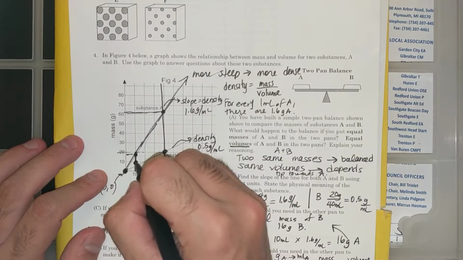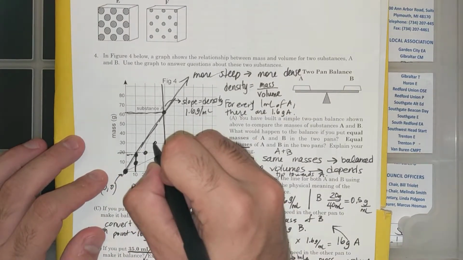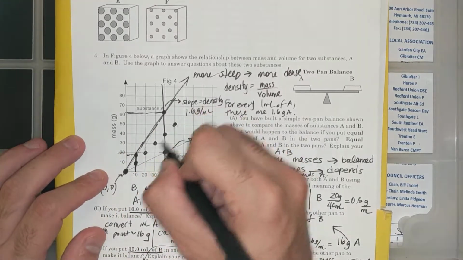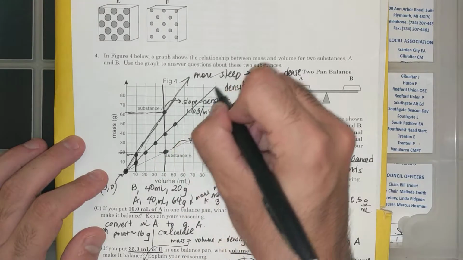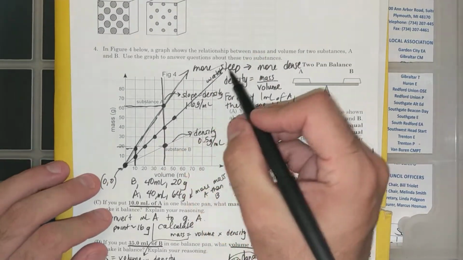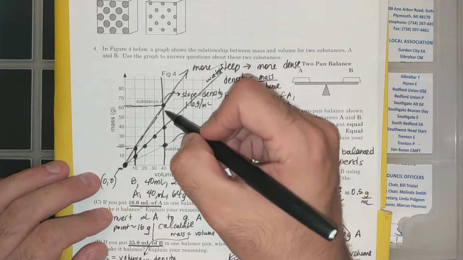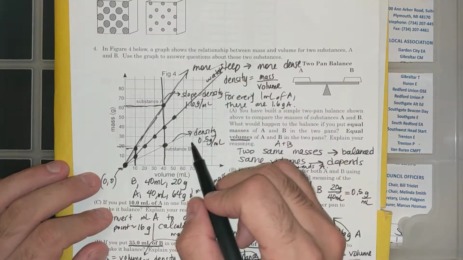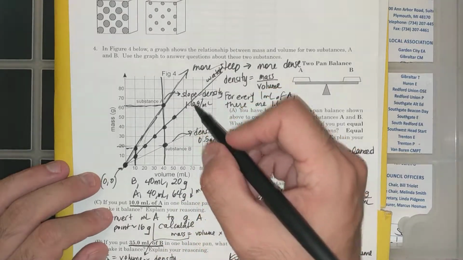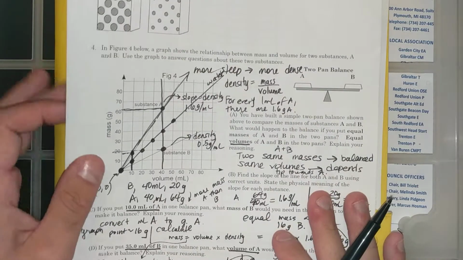I could begin to plot that here. 20 milliliters, 20 grams. 30 milliliters, 30 grams. 40 milliliters, 40 grams. 50 milliliters, 50 grams. And I could sketch that graph, and here's my water graph. And it looks like my density of water is less than A, but greater than B. Or my substance B's density is less than water, and my substance A's density is greater than water.